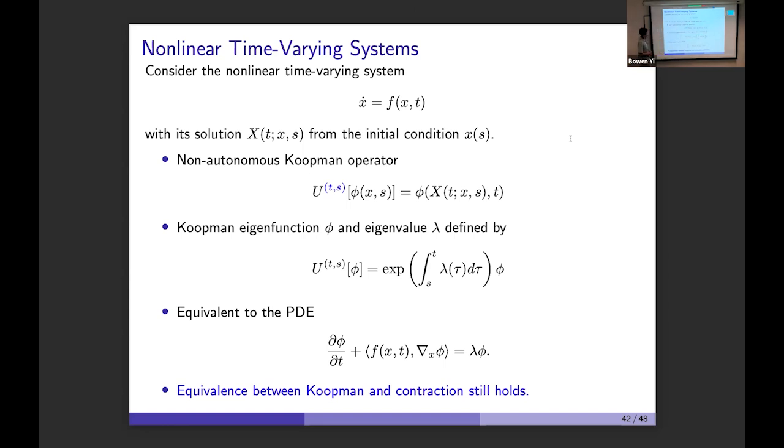Okay. So for this case, we need to extend the Koopman operator by introducing two parameters, t and the original moment s. And the Koopman eigenfunction can be defined in a similar way. And here is the solution of a one-dimensional linear time-varying system. And this is equivalent to solving the partial differential equation with the time t. And we can also verify that such equivalence between the Koopman operator and contraction analysis still holds true.